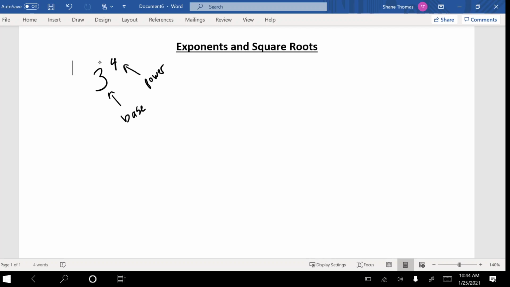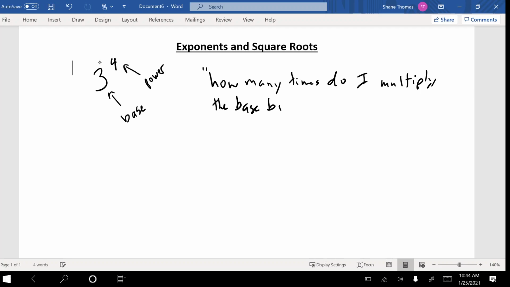And what it's saying is, how many times do I multiply the base by itself? That's the question that an exponent is asking. Now, the most common mistake is people look at that and go, oh, it's 12. No. No. It's not the base times the power.